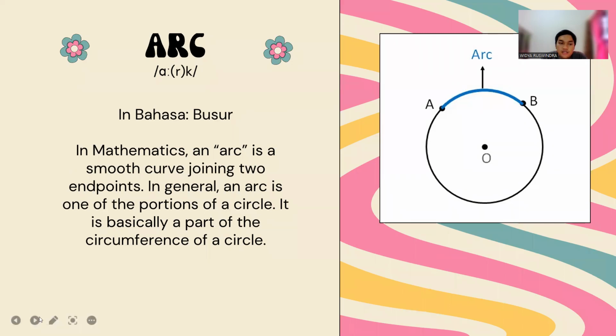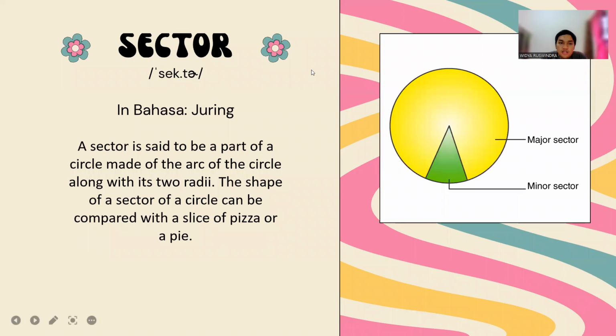Next is sector. In Indonesian, we say juring. A sector is said to be a part of a circle that has the arc of the circle along with its two radii. The shape of a sector of a circle can be compared with a slice of pizza or a pie. So this is a circle, and this is the major sector in yellow, and the minor sector is green.